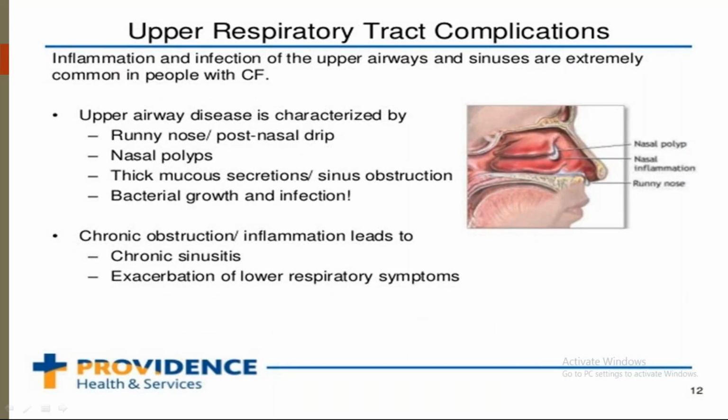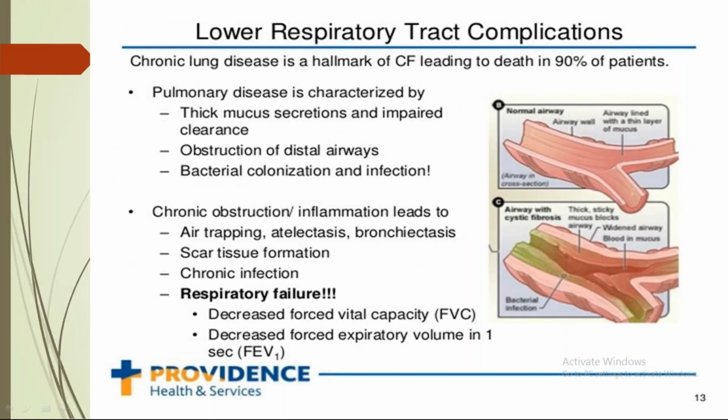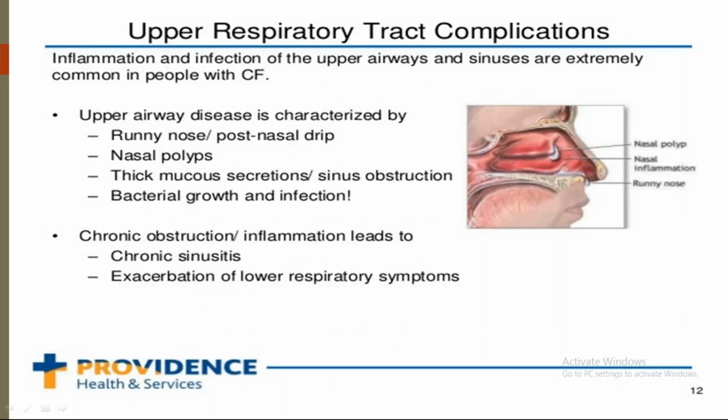Coming to the upper respiratory tract complications, these are most common. They present with running nose or nasal polyps or thick mucus secretions or sinus obstruction. They are also prone to repeated infection. Chronic inflammation leads to chronic sinusitis or exacerbation of lower respiratory tract symptoms.